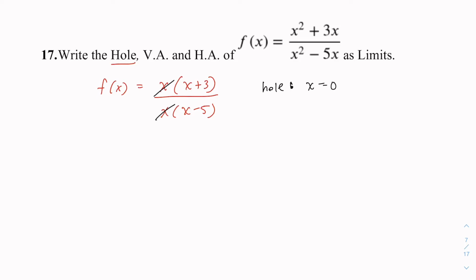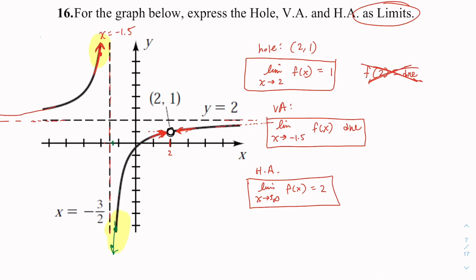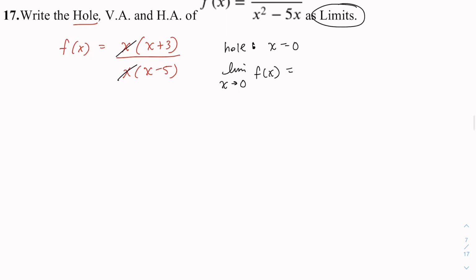Okay, but it's not enough. It says write it as a limit. So the limit expression says limit as x approaches 0 for our function. See what's missing? We don't know the y value. In the last problem, we were able to look at our graph and see the y value would have been 1. But here, we have to find the y value algebraically by plugging in 0 into our reduced expression.